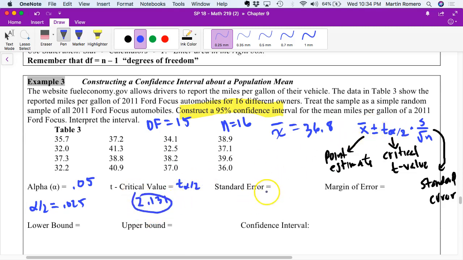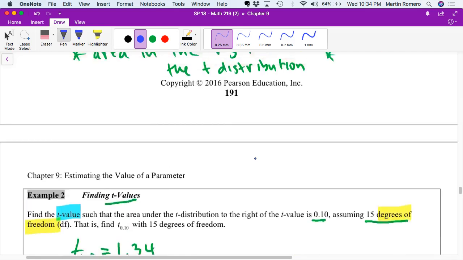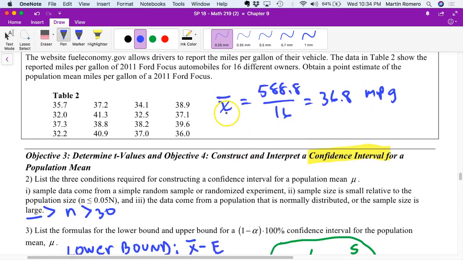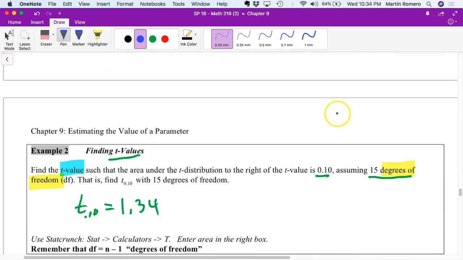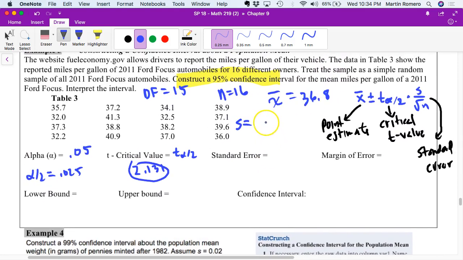The standard error is the standard deviation divided by the square root of n. In this case, we need to calculate the standard deviation, so I need time to do that real quick. We only did the mean earlier. The x bar was 36.8, and I can do the standard deviation quickly off camera. The standard deviation for this one is going to be 2.92. To calculate the standard error, that would be 2.92 divided by the square root of 16.